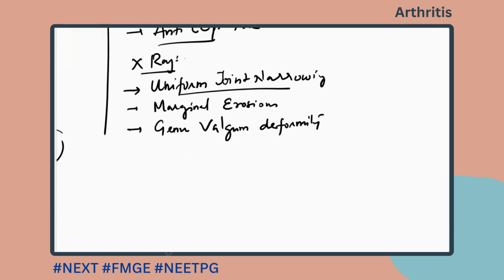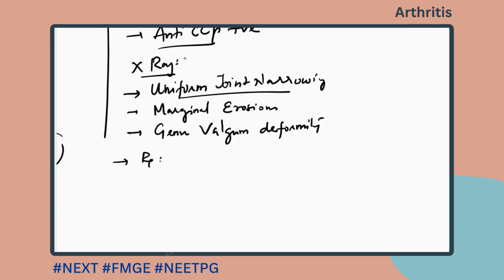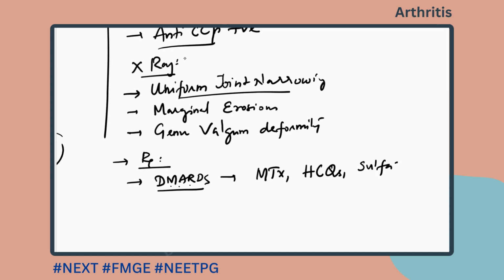Once you diagnose the patient with rheumatoid arthritis, how do you treat the patient? You treat the patient with drugs like DMARDs. What are DMARDs? Disease modifying anti-rheumatoid drugs. Examples are methotrexate, HCQ, and sulfasalazine. So based on these drugs, you can treat the condition.